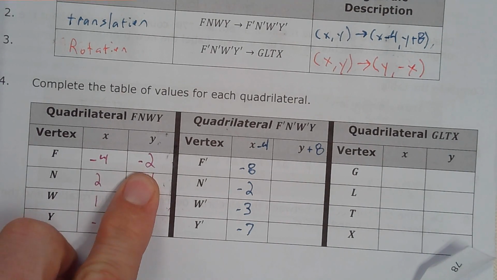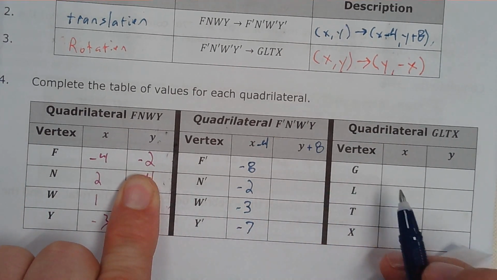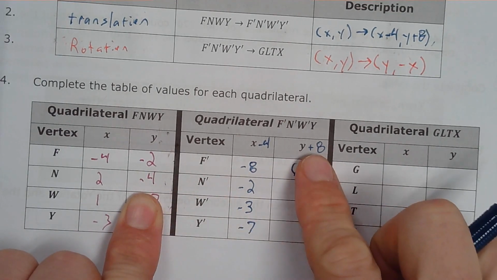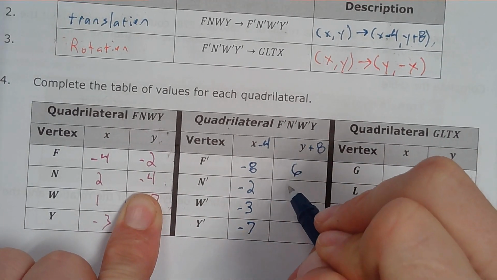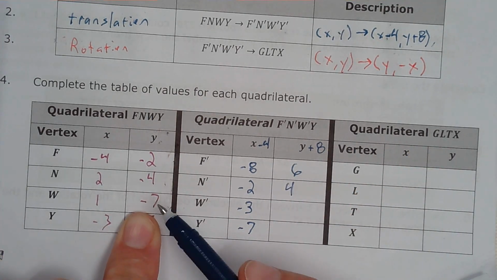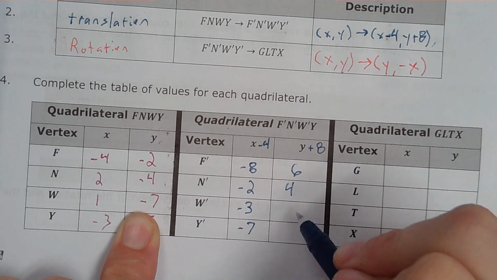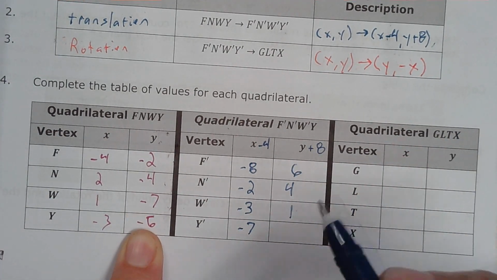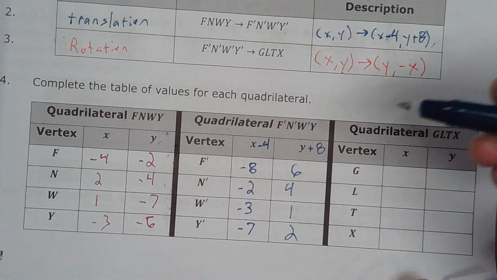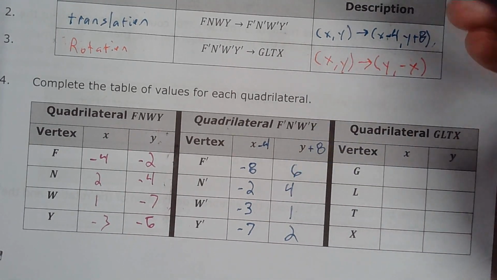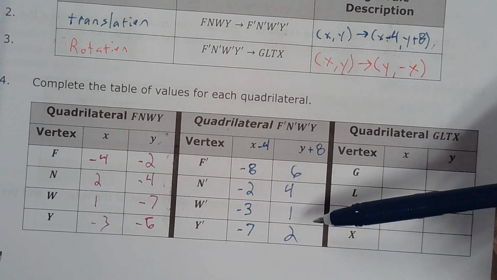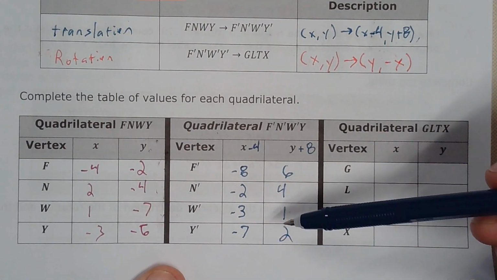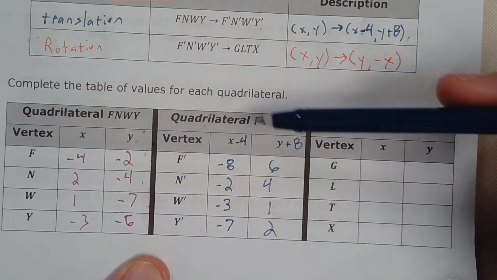Okay, and then over here is going to be negative 2 plus 8, which is 6. I'm going to have negative 4 plus 8, which is going to be 4. Negative 7 plus 8, which is positive 1. And negative 6 plus 8, which is positive 2. All right, so these would be the coordinates for the quadrilateral after the first transformation, which is the first translation.